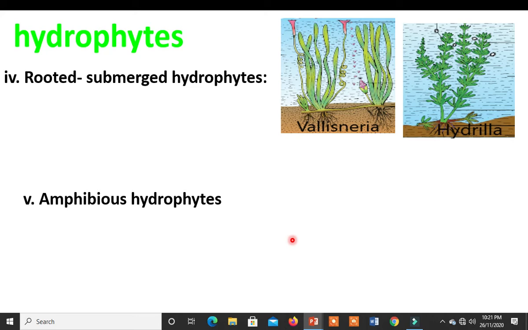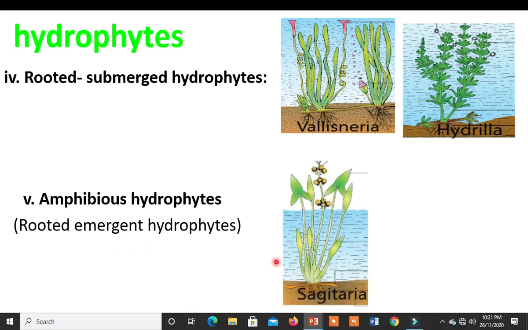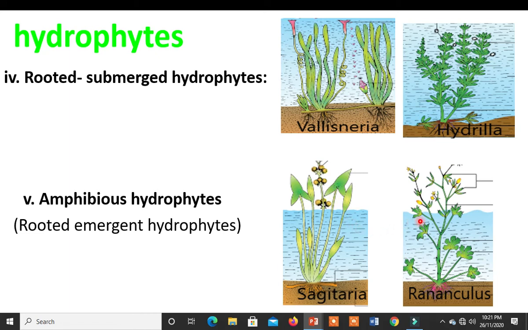Amphibious hydrophytes, they are a special type of plants. A part of the plant is inside the water. They are called rooted emergent hydrophytes. They are rooted plants. A part of the plant is above the water. They have two different kinds of leaves. The leaves inside the water are different from the leaves above the water. They have well developed vascular tissues like terrestrial plants. Sagittaria and Ranunculus are the examples for amphibious hydrophytes.